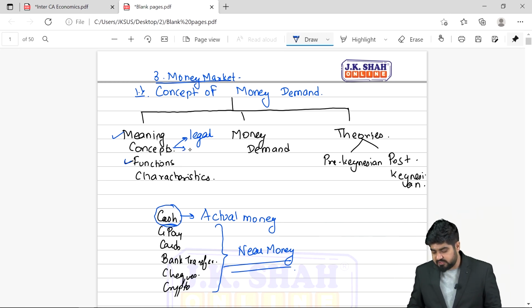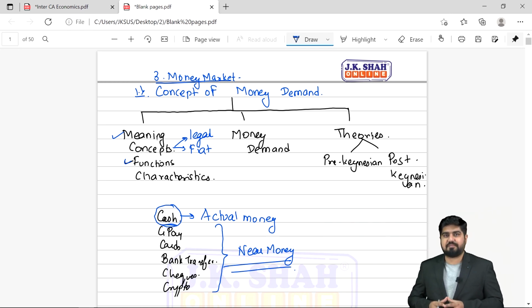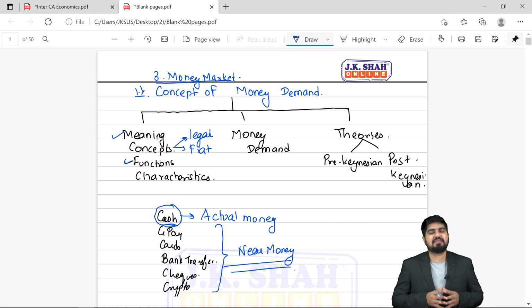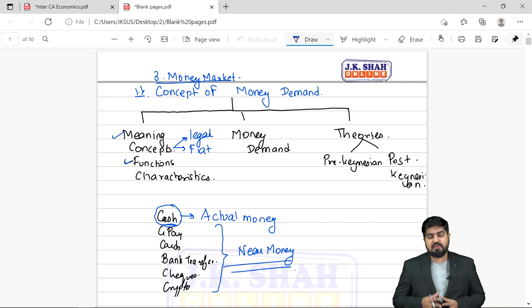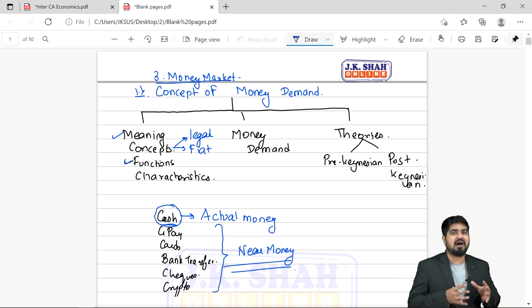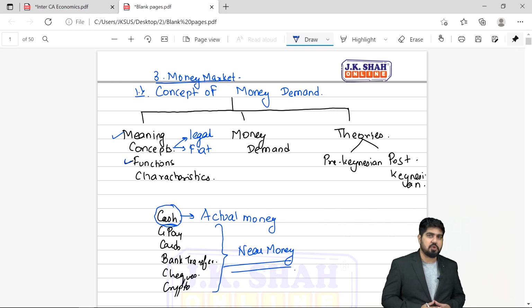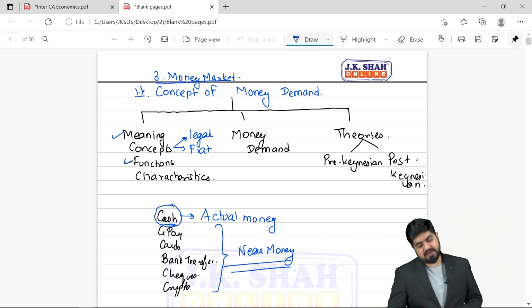Apart from that, students, there is one more thing called fiat money that you need to know. Fiat money is the money which is printed by RBI. Which is printed by whom? RBI, on the orders of the government. So when the government is in need of money and they do not have foreign exchange or gold reserves, they can ask RBI to print currency notes against government securities. This type of money is called fiat money.